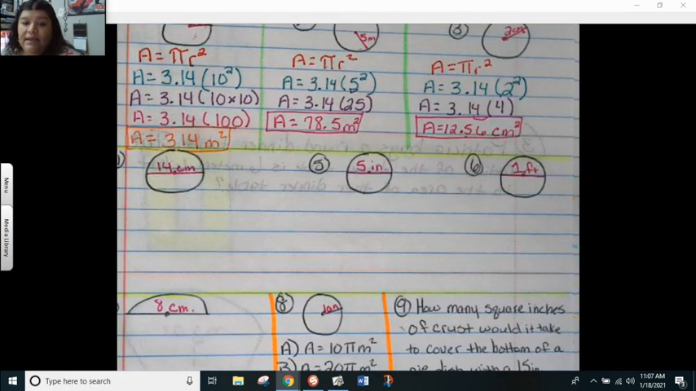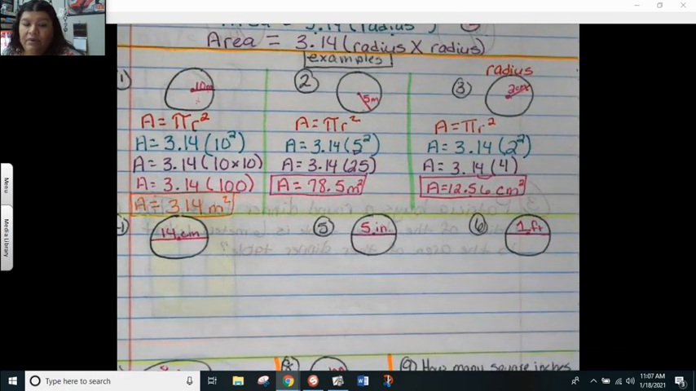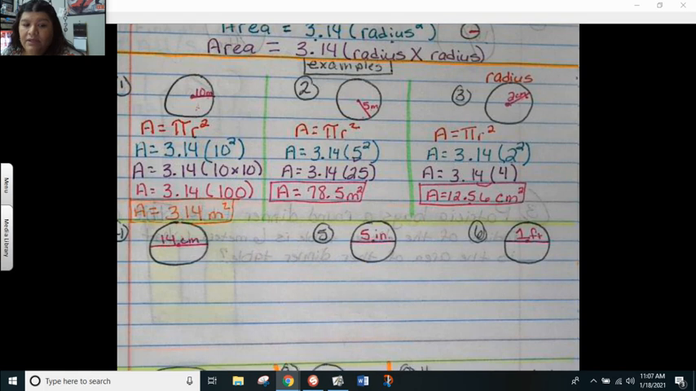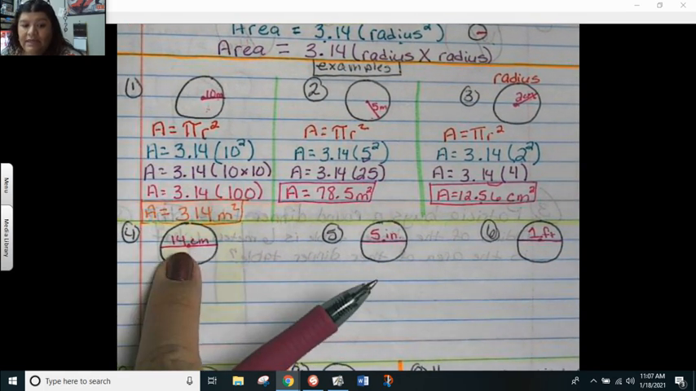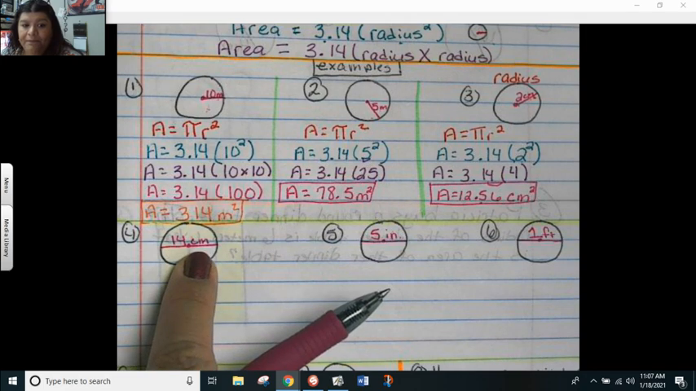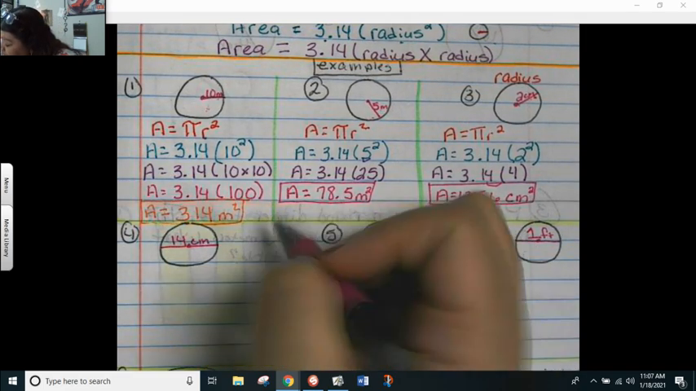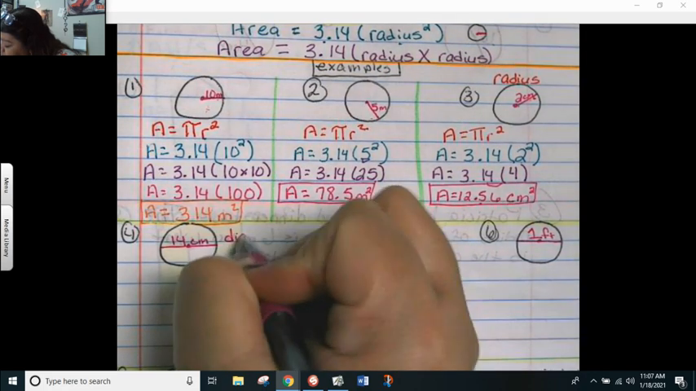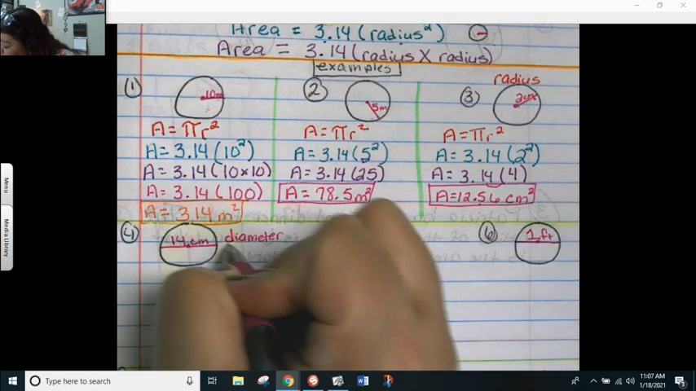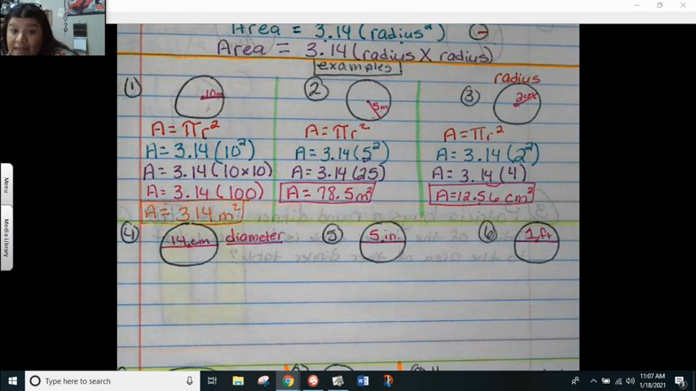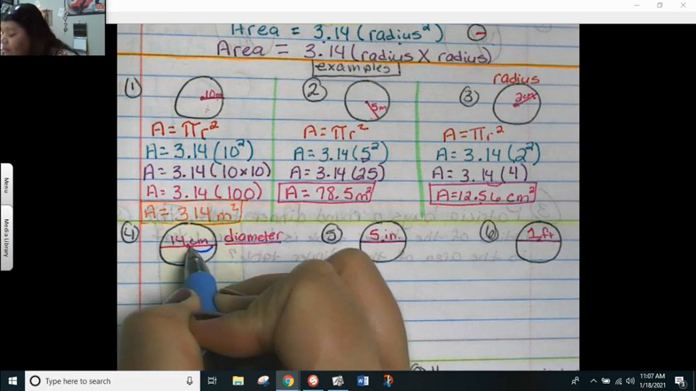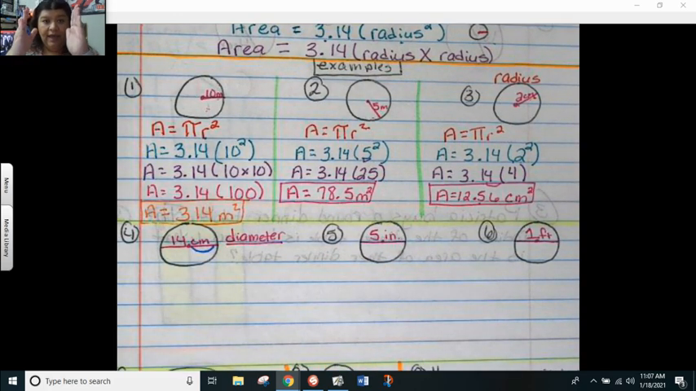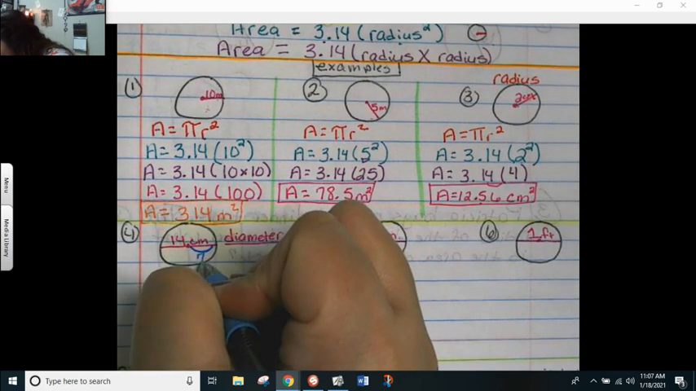Okay, so let's take a look at the diameters I have. I'll try to go right here so we can still see. Let's go ahead and draw the fourth one down here. That says 14 cm. Okay. Now, this is a diameter. I just need the radius, okay? So I need to cut this in half. So if the whole thing is 14, half of that is 7.